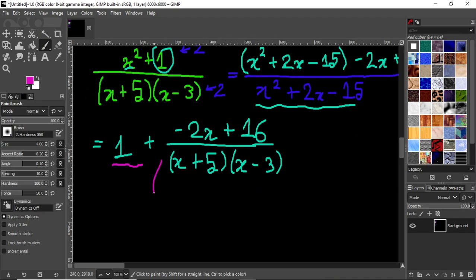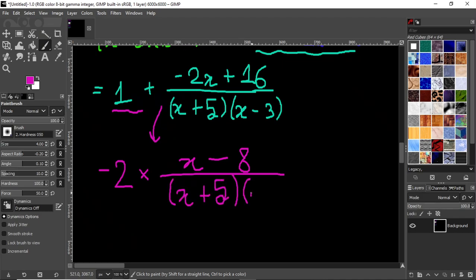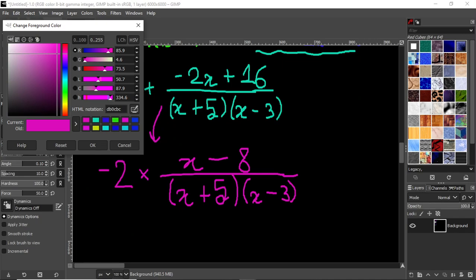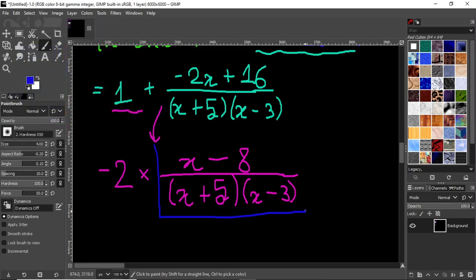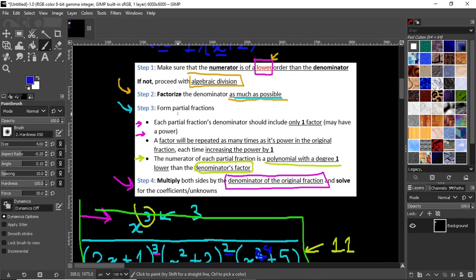So let's actually take minus 2 as a factor. This is minus 2 into x minus 8, divided by x plus 5 times x minus 3. And this is basically the bit that we're going to decompose. So well, we're done with step 2. We're done with step 1.